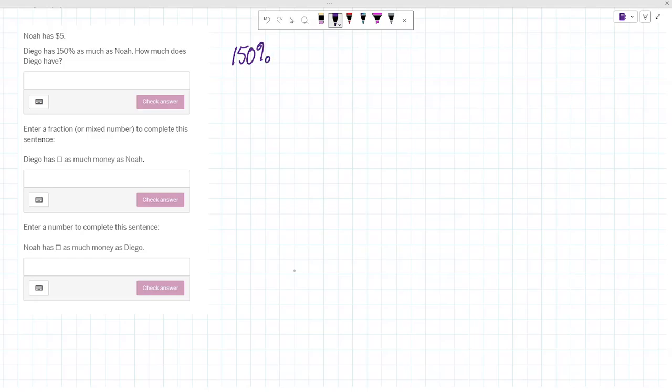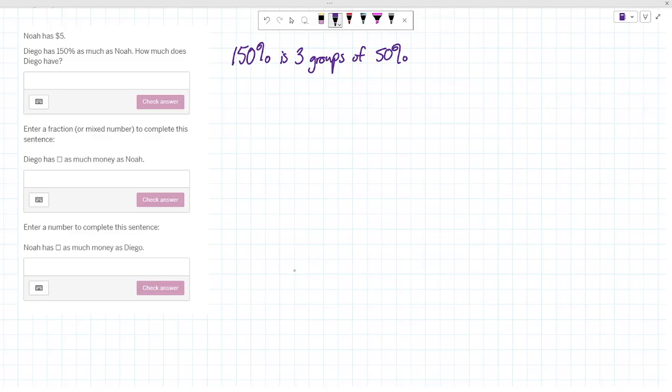So 150% is 3 groups of 50%. So let's try to think about Diego's money as being 3 groups of 50% of Noah's money. So what's 50% of Noah's money?